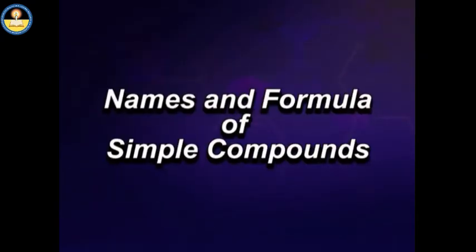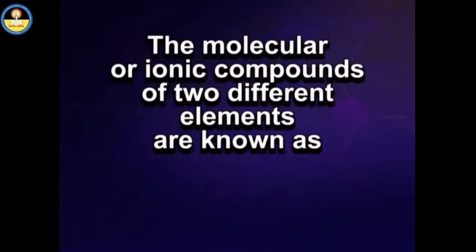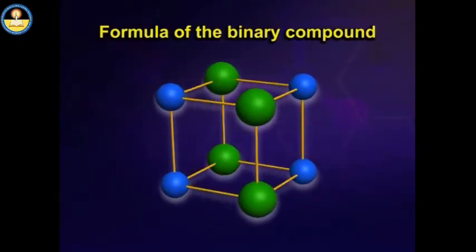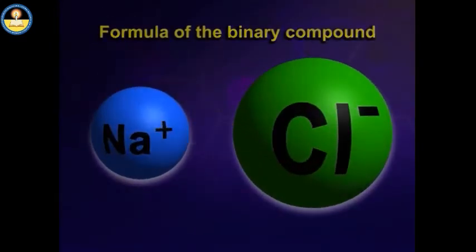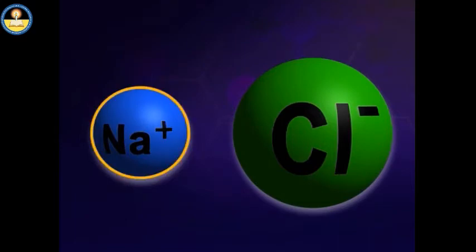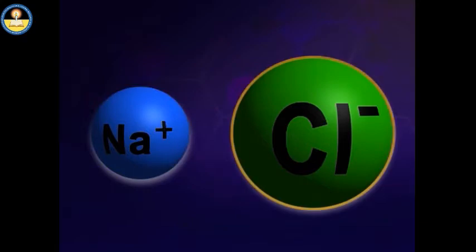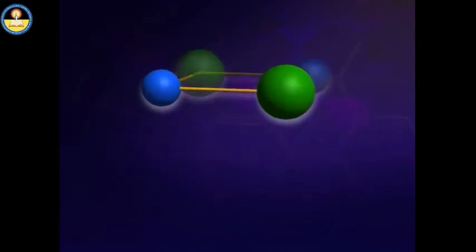Names and formula of simple compounds. The molecular or ionic compounds of 2 different elements are known as binary compounds. For writing the formulae of the binary compound, the symbol of the less electronegative element is written on the left-hand side and that of the more electronegative element on the right-hand side, but keeping them near each other.